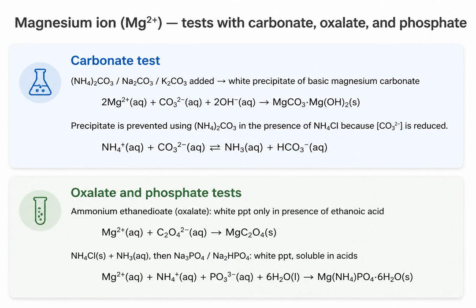Finally, there's a classic phosphate test. In the presence of ammonia and ammonium chloride, adding phosphate gives a white precipitate of magnesium ammonium phosphate, MgNH4PO4.6H2O, and that precipitate dissolves in acids.